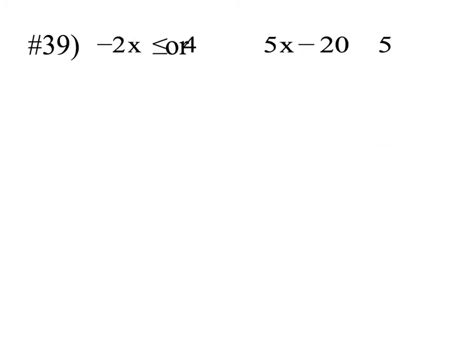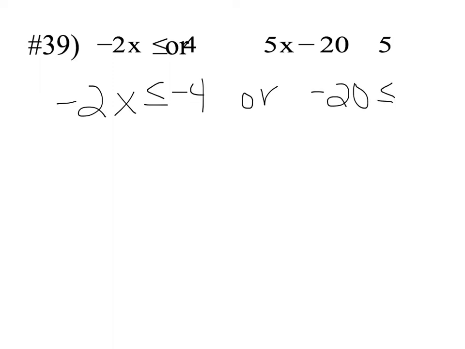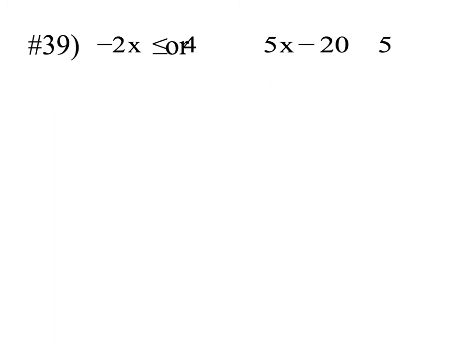All right, number 39 says negative 2x is less than or equal to negative 4, or negative 20 is less than or equal to... let's try that again.